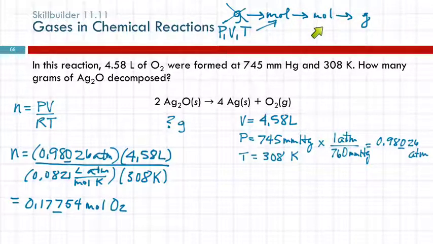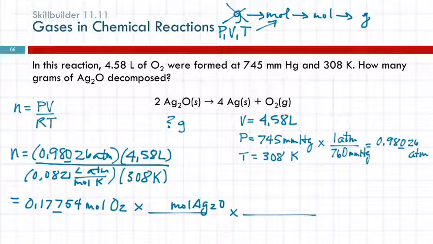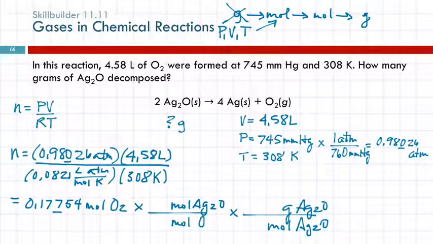I want to go mole to gram. So moles of oxygen to moles of the thing I'm trying to find out about, Ag2O, and from there to grams of Ag2O. So I'm going to have moles down here and moles of O2 down here. And then my units are going to behave themselves and cancel out.